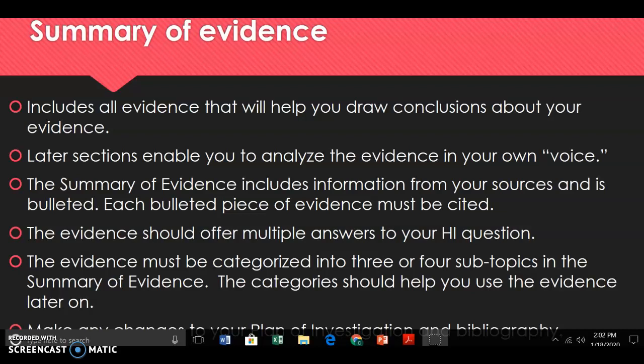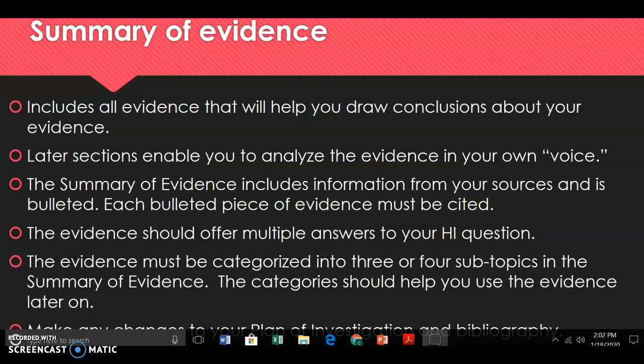Think in terms of taking some of the evidence that you were talking about in class and organizing it so that it supports maybe 2 to 3 different claims, okay? And then the task of the HI is to evaluate this evidence, okay? The summary of evidence is all about collecting the evidence and putting it forth.